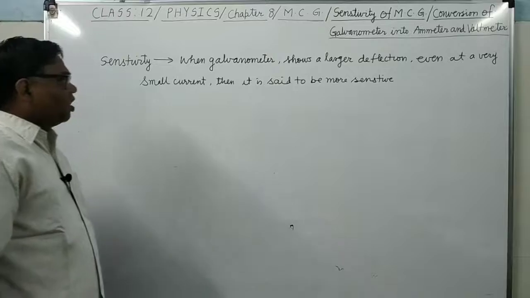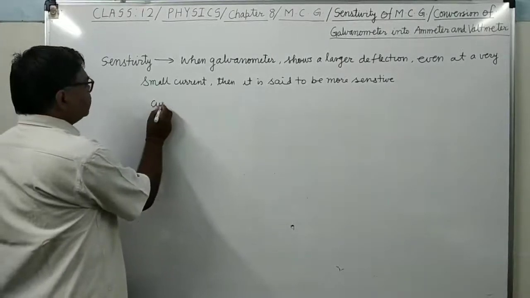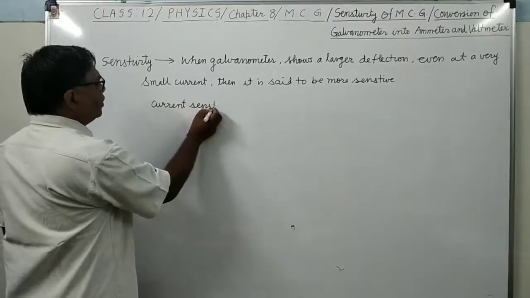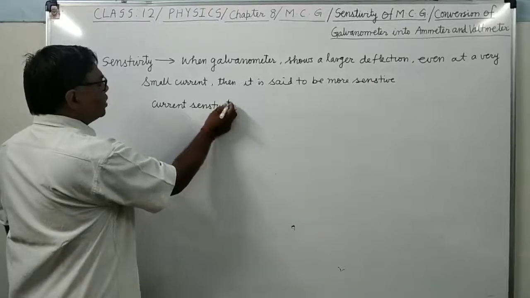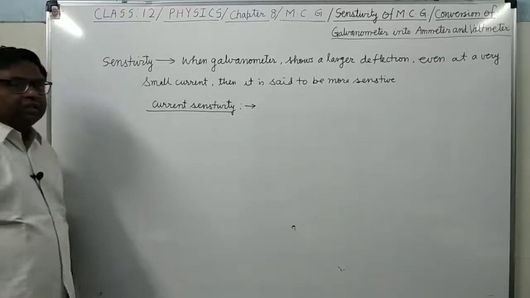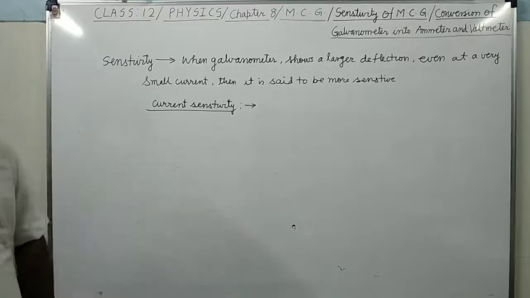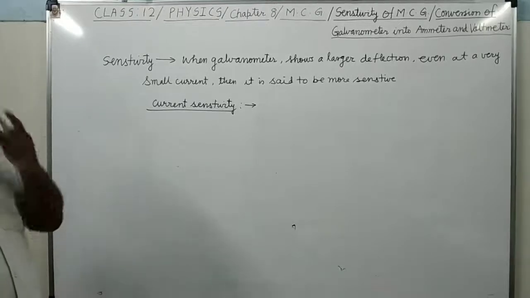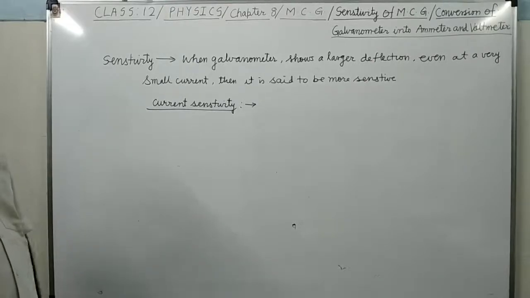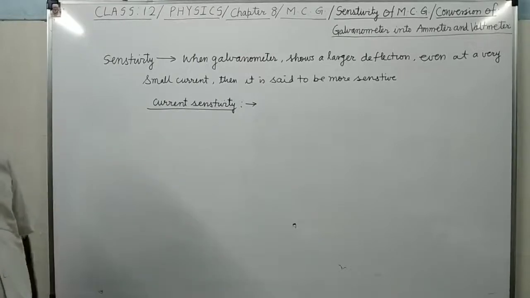So see here, now there are two terms: current sensitivity and voltage sensitivity. What is current sensitivity? It is the current required to produce a unit deflection, which means current per unit deflection.